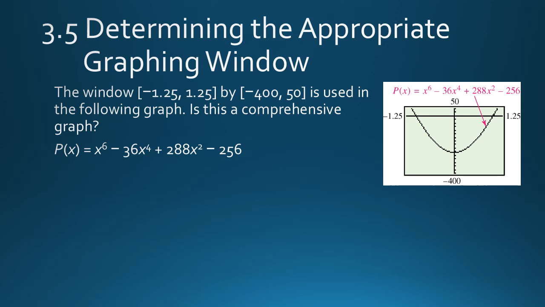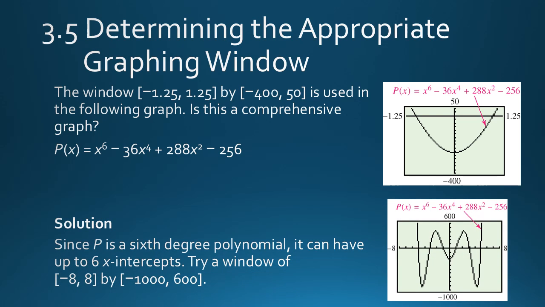Okay, this is a 6-degree polynomial, which means that it can have 6 intercepts and it can have up to 5 turning points. It can have up to 6 intercepts and up to 5 turning points. So it's really worth seeing if there's some more to this graph. And when we widen out our x values, and they also widened up the y values so that we can see a little bit more here, we see that there was a lot that we were missing with that first window.